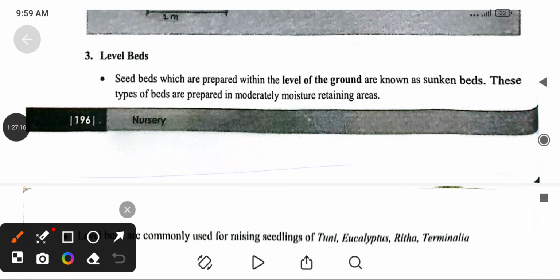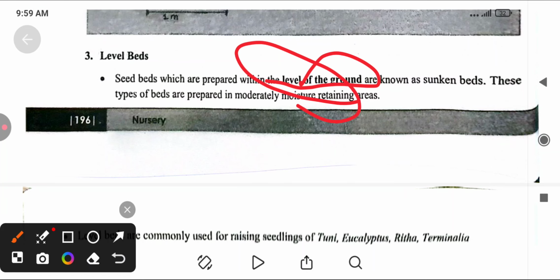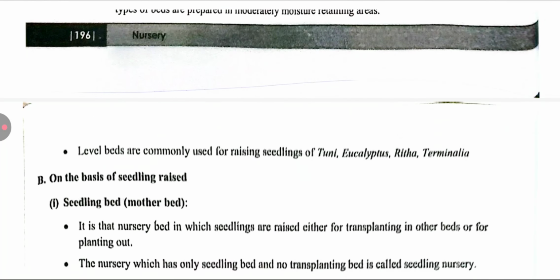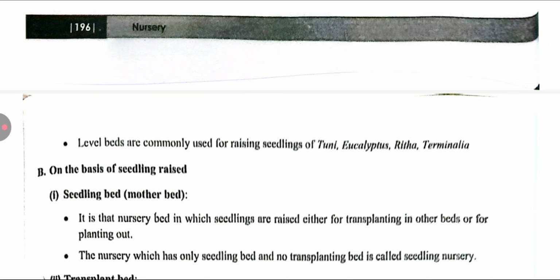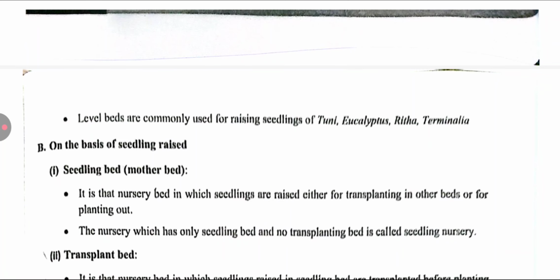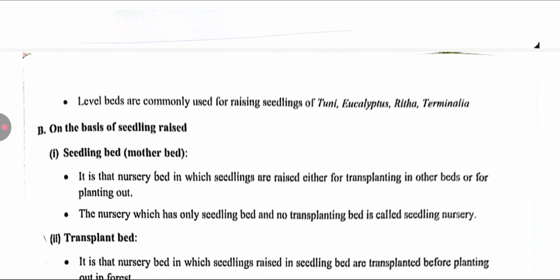Level bed: seed beds which are prepared within the level of the ground. This type of bed is prepared in moderately moisture-retained areas. Level beds are commonly used for raising seedlings of tuni, eucalyptus, rita, and terminalia.